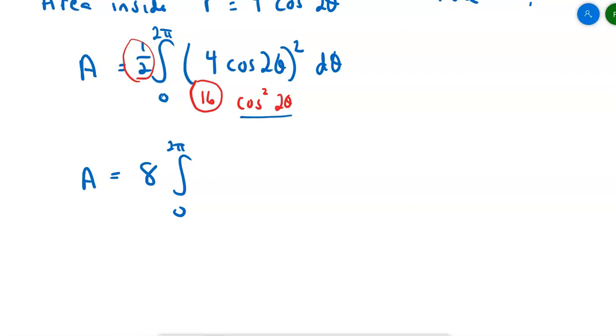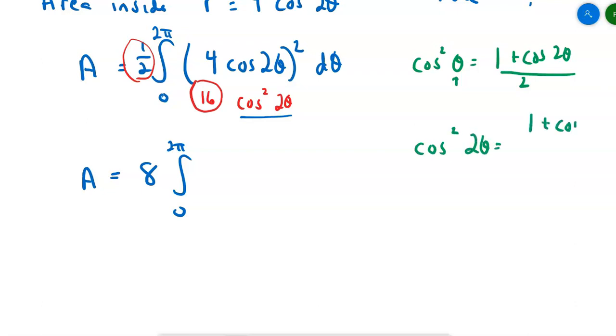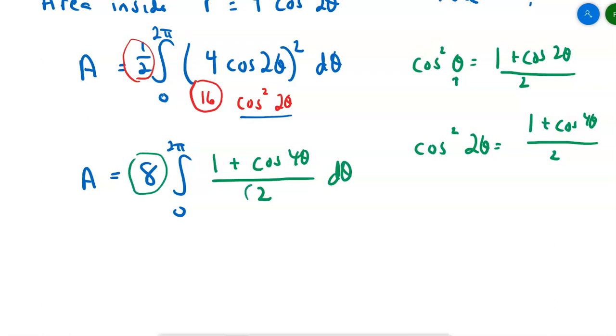Now, what do I do with a cosine squared 2 theta? If I know that cosine squared theta is 1 plus cosine 2 theta over 2, what if I replace that theta with a 2 theta? Then I'm going to get a formula that says the cosine squared of 2 theta is 1 plus cosine 4 theta over 2. And that's what goes in this integral. I'm going to end up with 1 plus cosine 4 theta over 2. Now, why not take the 8 that's on the outside and the 2 that's on the inside and simplify it once more?